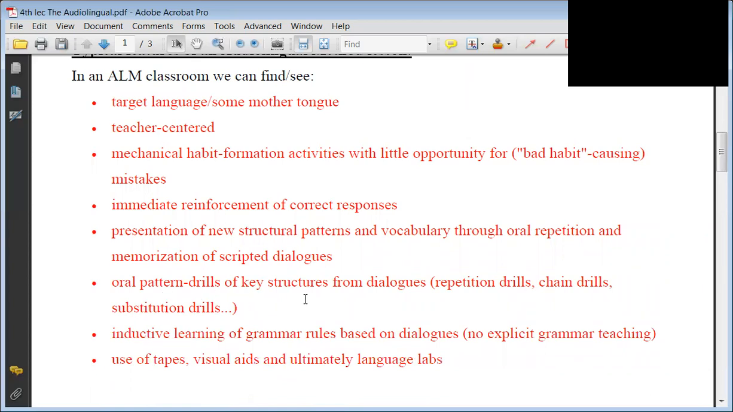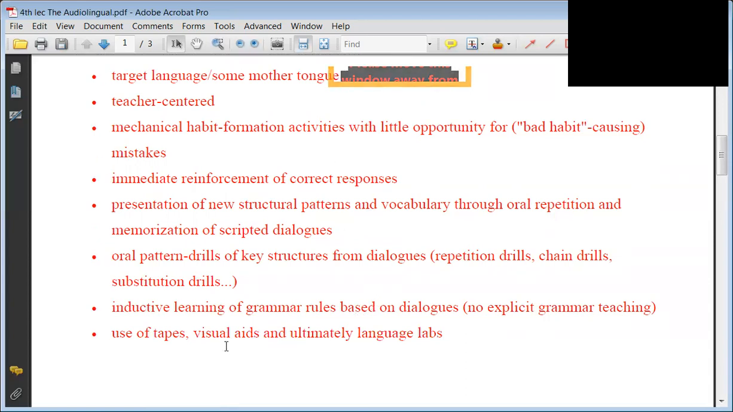Oral patterns, drills of key structures from dialogues, repetition drills, chain drills, substitution drills. So all these drills are doing the same job. They help students to repeat the same patterns until they form a habit and start to produce them like machines. Inductive learning of grammar rules based on dialogues. No explicit grammar teaching, as you can see. So the grammar is introduced in the patterns, not explicitly.